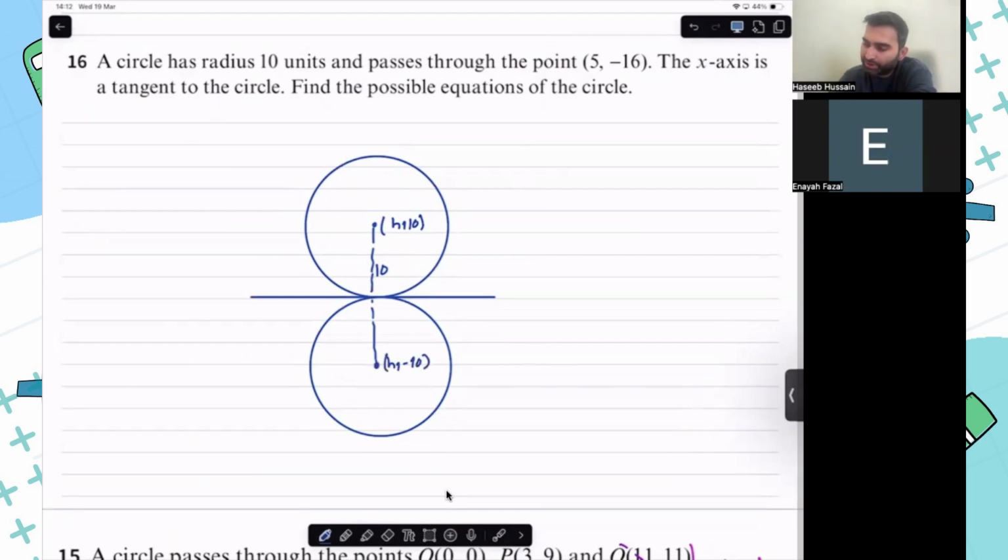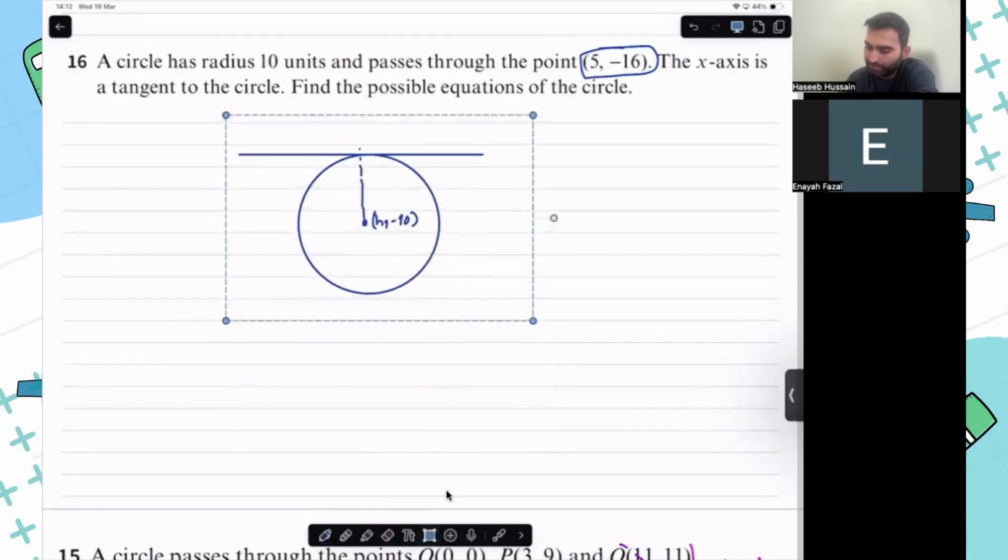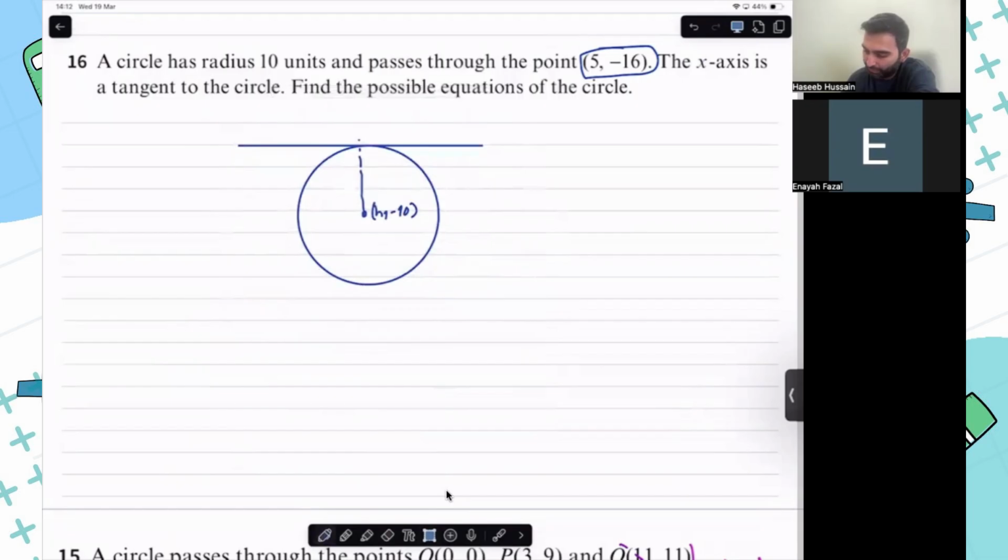Now you look at this point, (5, -16). It can't be above, right? Because a y coordinate of negative 16 is only possible if your circle is below the axis. So this is not possible. If you take this, you know that the radius is 10 as well.